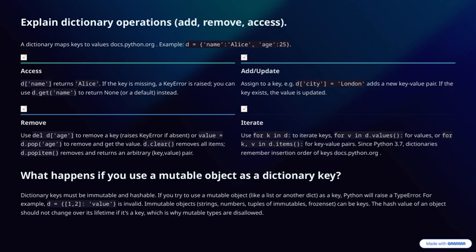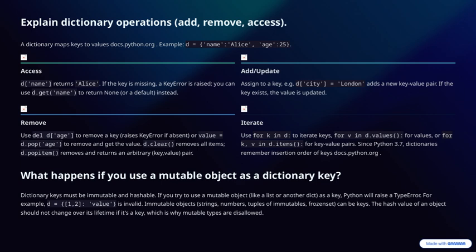That's why mutable types are not allowed. They can change, which would mess up the dictionary's ability to locate the key-value pair. Now, what happens if you accidentally use a mutable object as a key? Well, Python won't let you do it. It raises a TypeError.